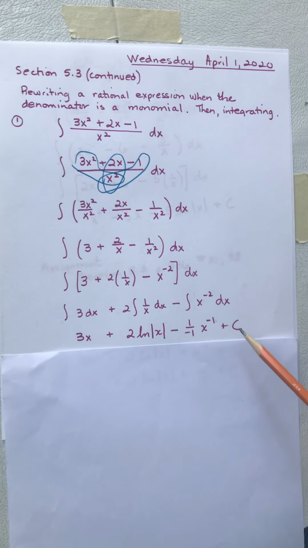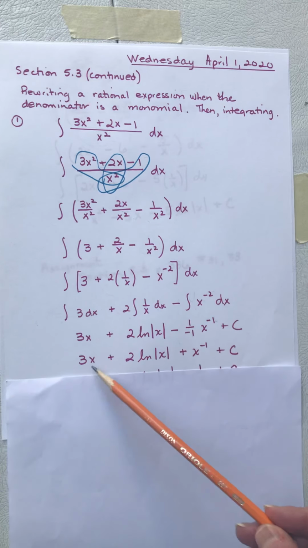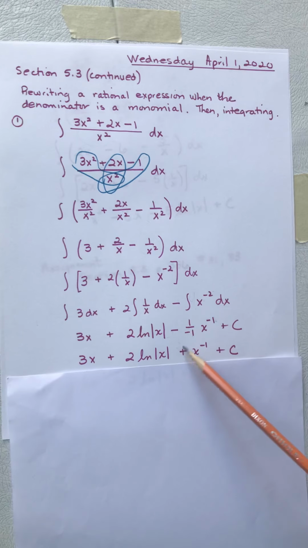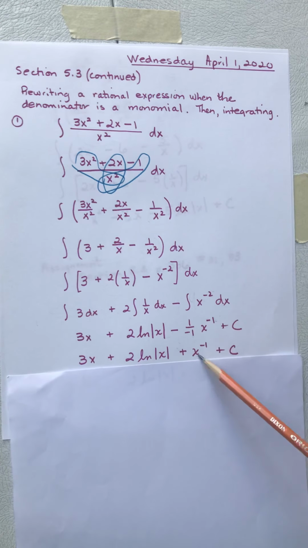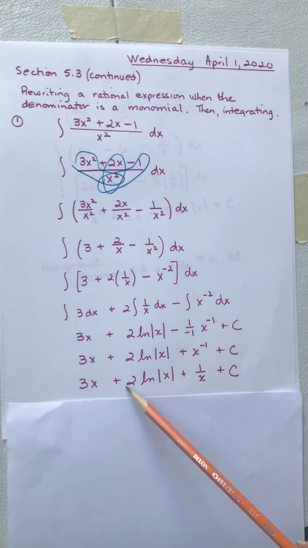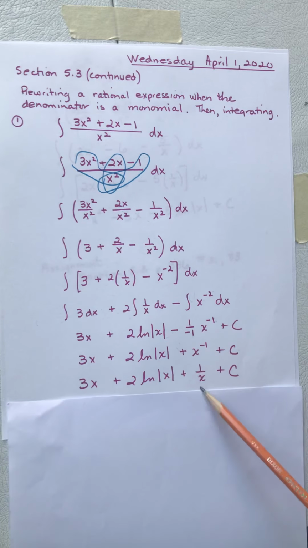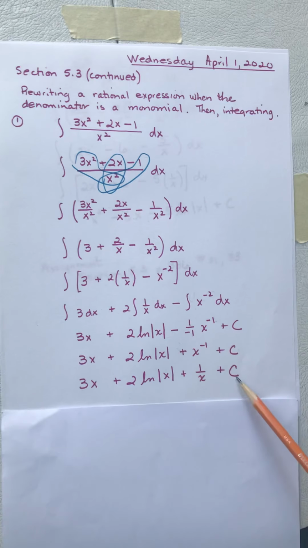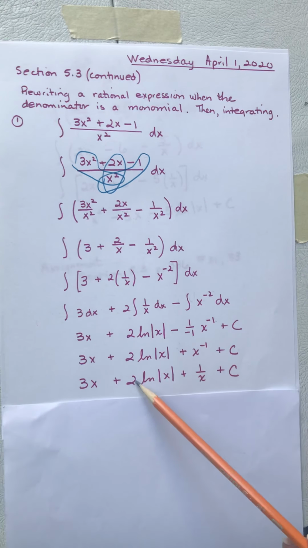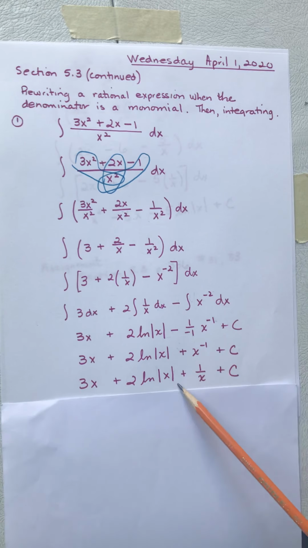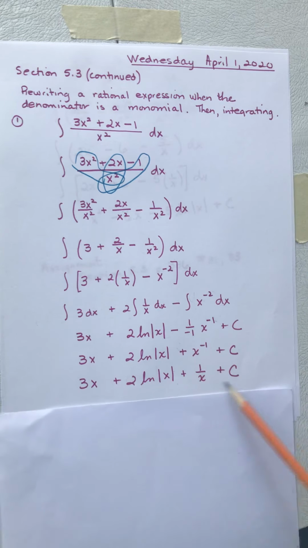Okay? And then we simplify. We get 3x plus 2 ln absolute value of x minus the negative becomes plus x to the negative 1 plus c. And I think I wrote it as 3x plus 2 ln x plus 1 over x plus c. And that's how they would write it probably in the back of the book. You could take this 2 in front of the ln and put it on the x and make this the ln of x squared, and then you wouldn't need the absolute values because x squared is always positive, but this is fine. I hope you followed that.